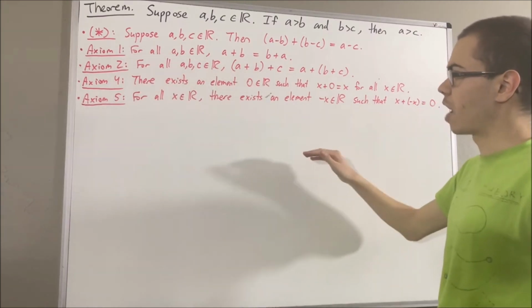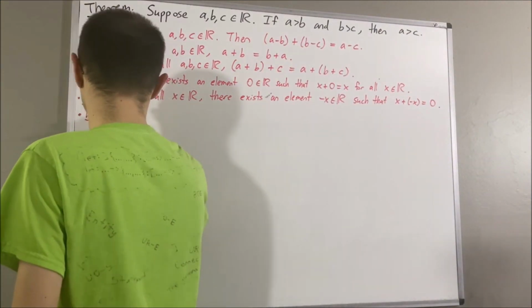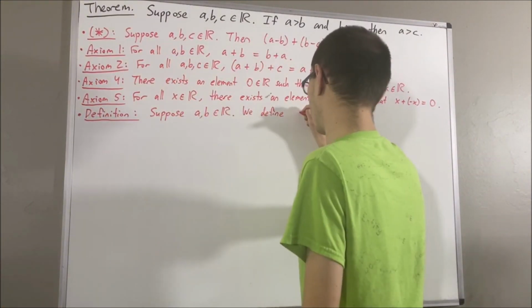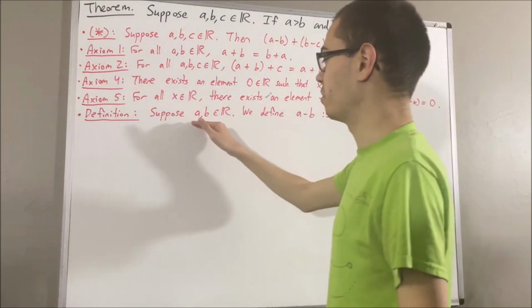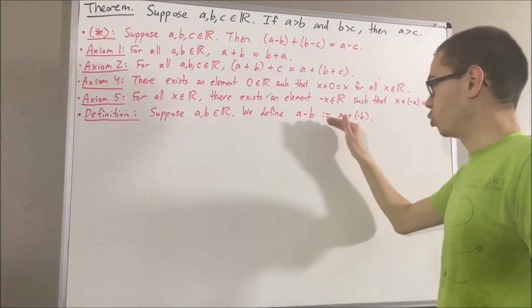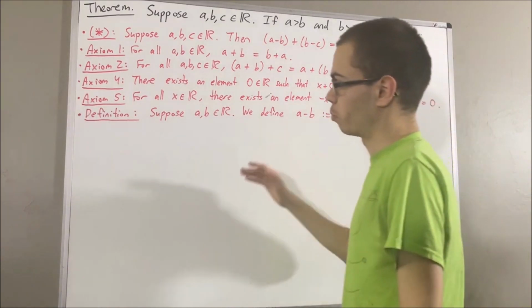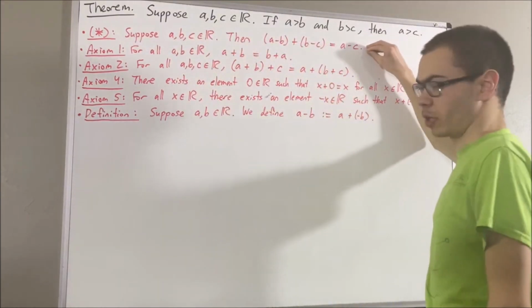Now also, our definition of subtraction is as follows. Suppose A and B are real numbers. We define A minus B to be equal to A plus the negative of B. Okay, so now let's get into proving this preliminary result.